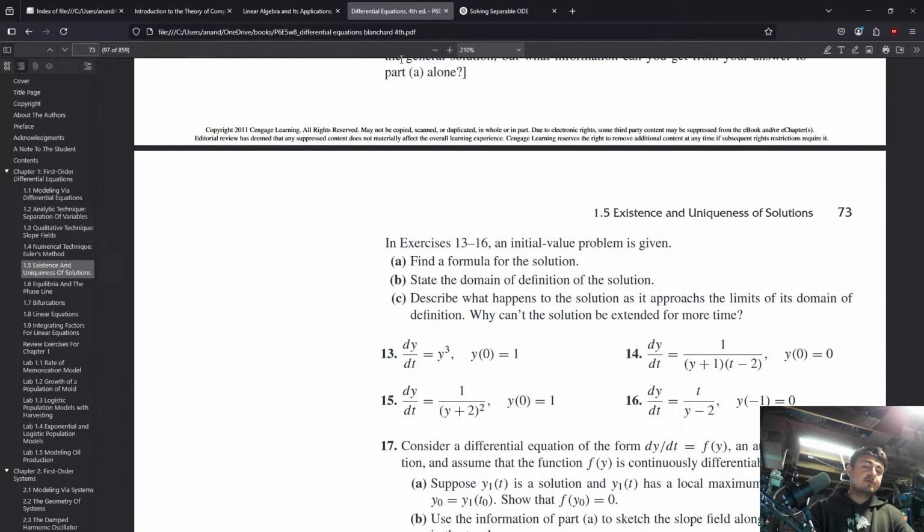Okay, let's just start with number 14 again. We have dy/dt is equal to 1 over (y minus 1) times (t minus 2), right? And then we have y of 0 is equal to 0 as our initial condition. So now we're going to just solve this for the general solution. We're going to multiply both sides by y minus 1. So we get (y minus 1) dy is equal to dt over t minus 2. Okay, now we're going to integrate both sides.